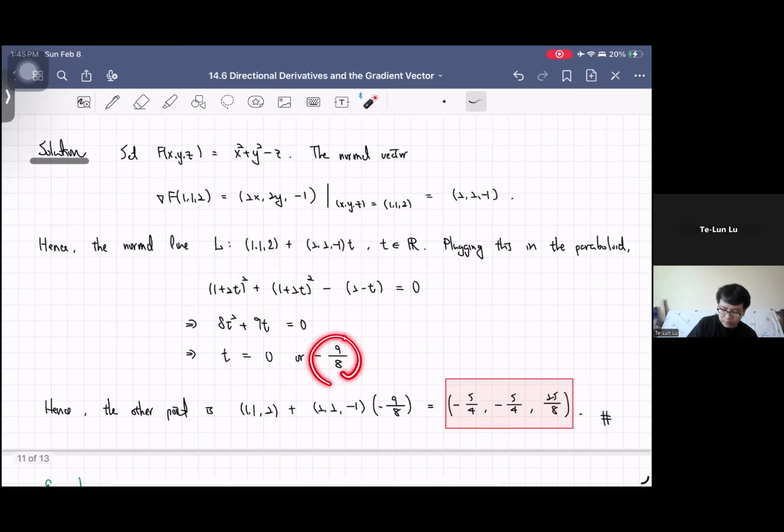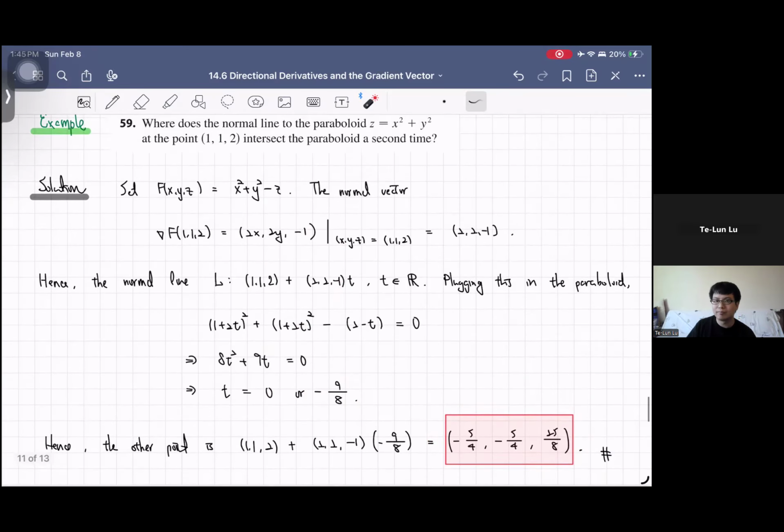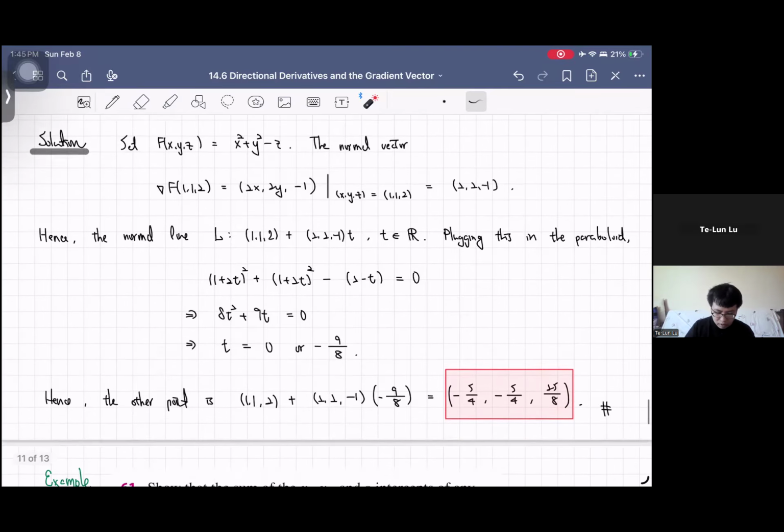So you plug the number for t back in, and we get the actual point on the surface and on the normal line. And it is rather obvious that there will be two intersections, because if you have a parabola like this and you go through one point, and you go along some normal line like this, then it goes out another way, right? So now we are actually finding this point, which is (minus 5 over 4, minus 5 over 4, 25 over 8). Okay? All right.